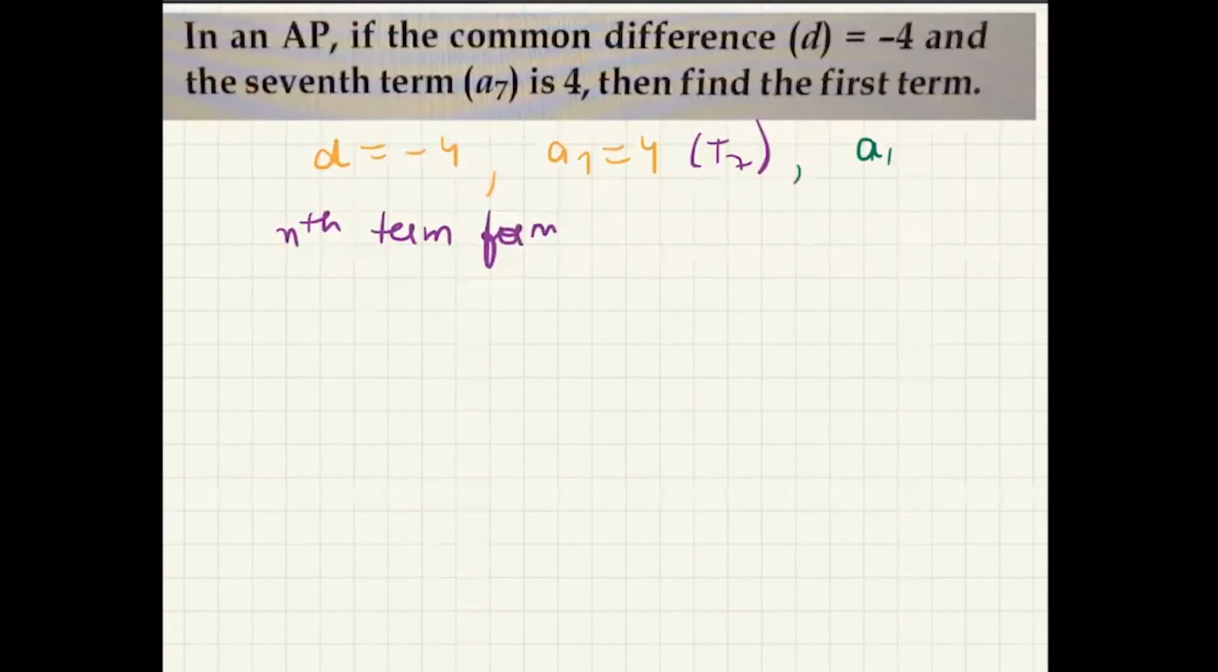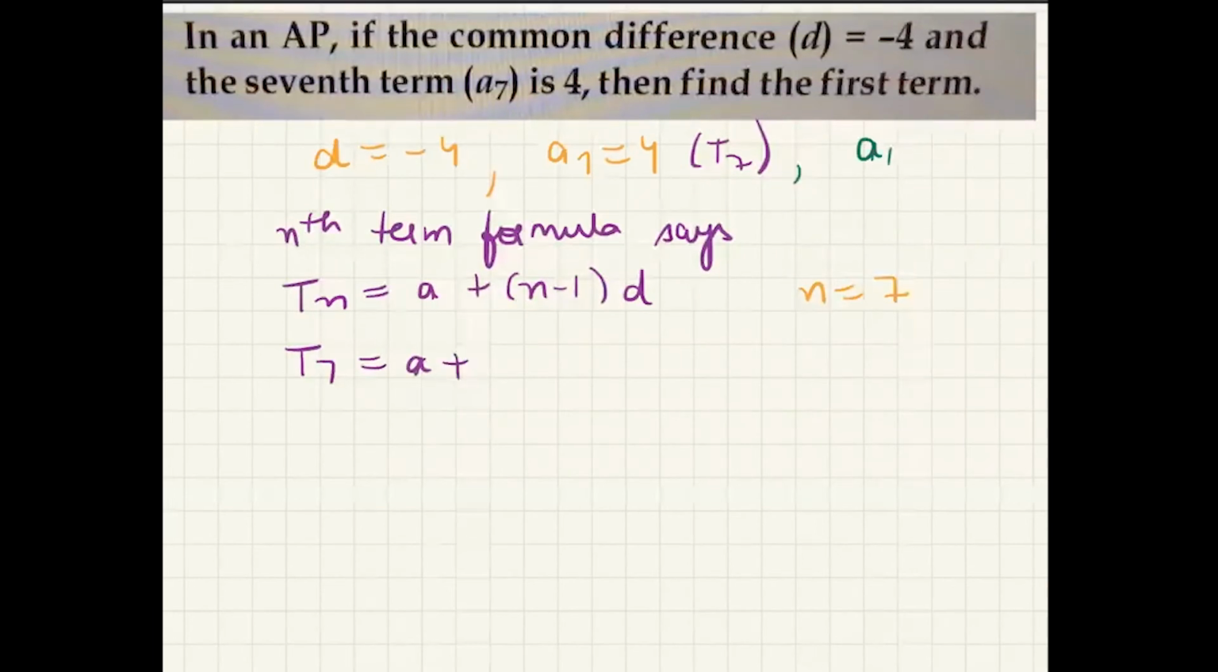The nth term formula says Tn equals a plus (n minus 1)d. Here Tn is given, d is given, a you have to find, and n you're given as 7. Now substituting the value of n, you'll get T7 equals a plus (7 minus 1)d.